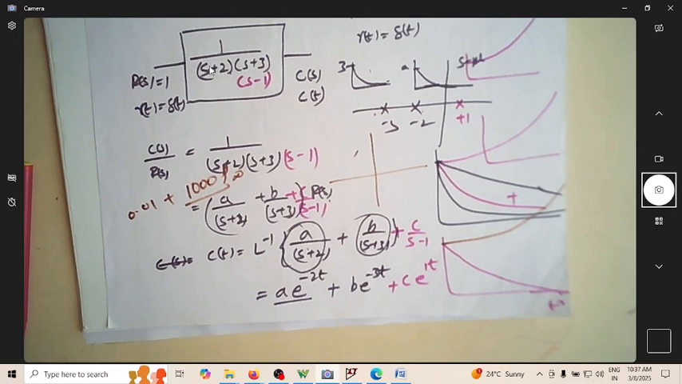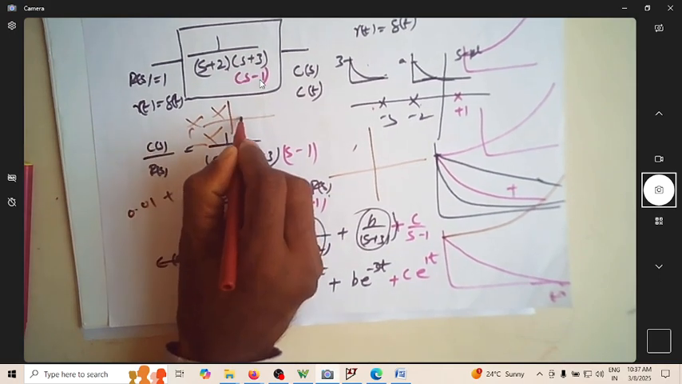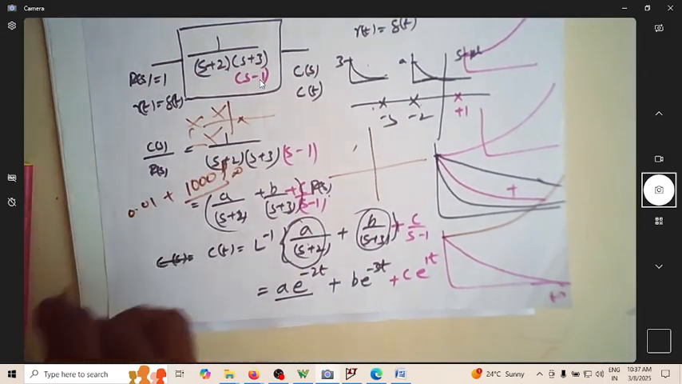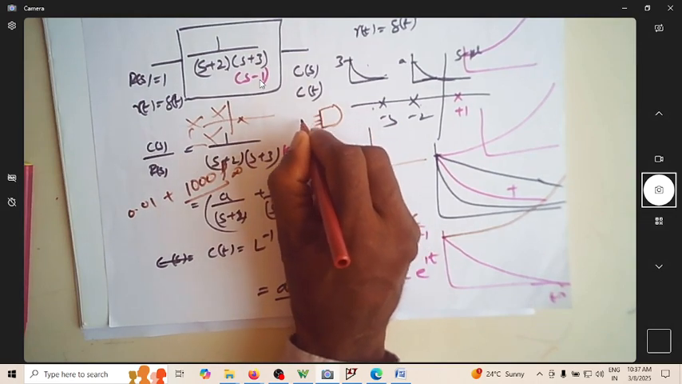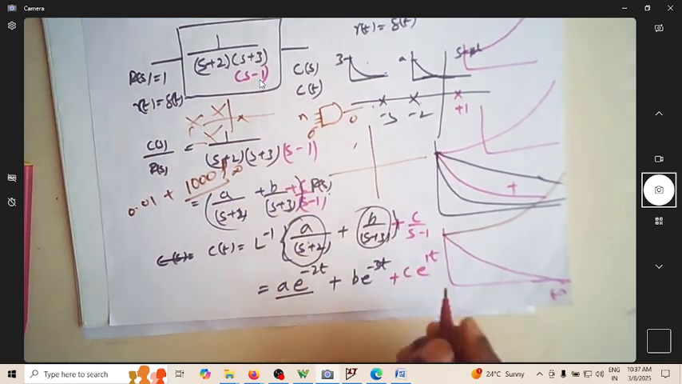Getting it now? It is not how many poles you have on the left side. You have to see how many are there on the right side. Even though you have hundreds of poles on the left side, if one goes to the right hand side, the entire thing is unstable. It's like an AND gate. In an n-input AND gate, if one of the inputs becomes 0, the output is 0.